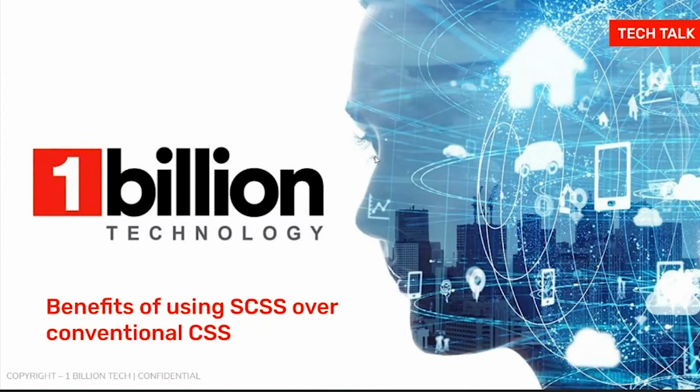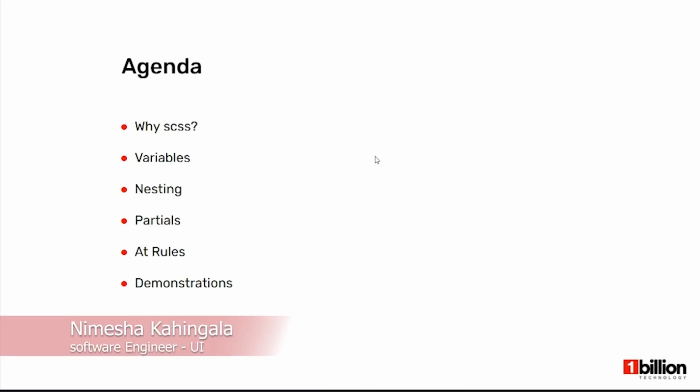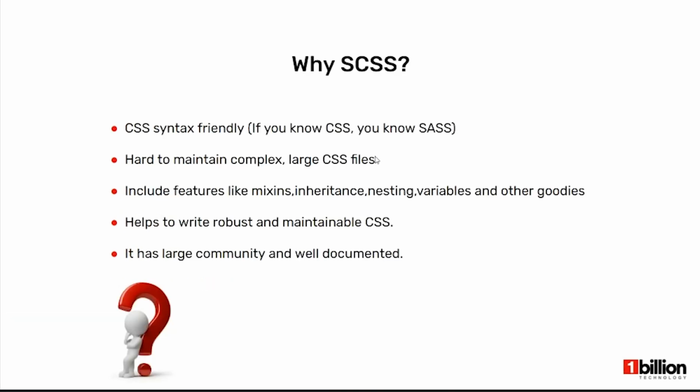Today, Tech Talk is about the benefits of using SASS over conventional CSS. In the agenda, we are going to discuss why we use SASS, variables in SASS, nesting and partials, and also we discuss attributes. And finally, we are going to end the session with a small demonstration. So first we are going to look at why we use SASS.